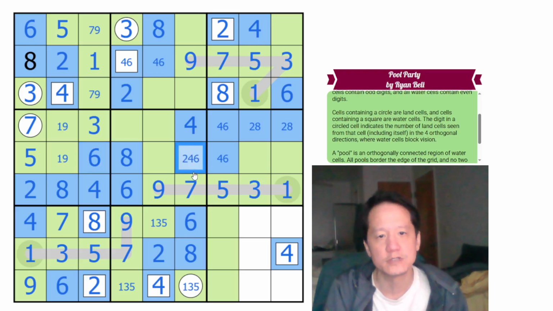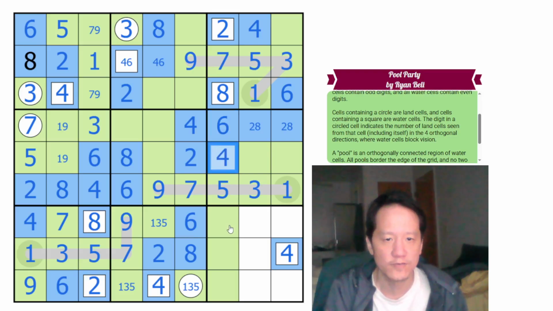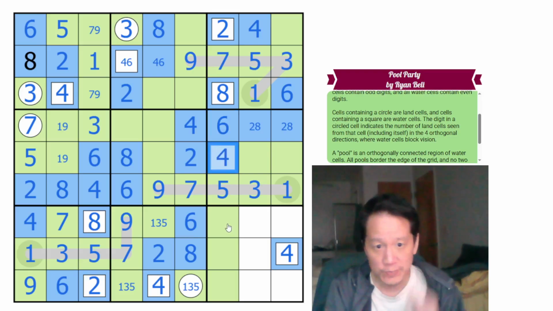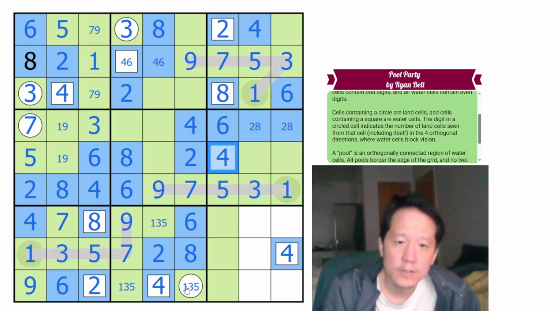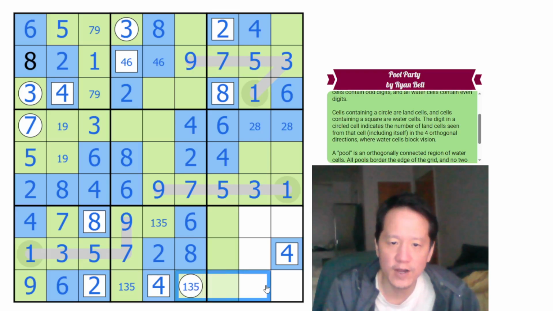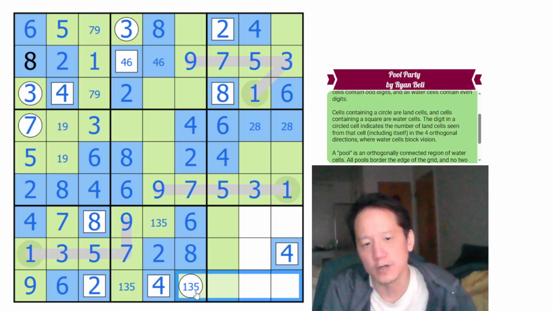This can't be 4 or 6, so this must be 2. This can't be 4, so this must be 6, which makes this a 4. This sees at most, well, it can't see 1 because it is connected to itself. It can't be 5 because this will see at most 4 here. So this must be 3.